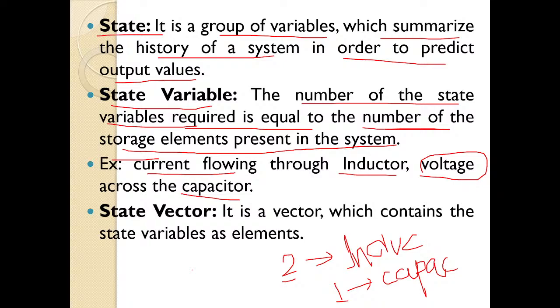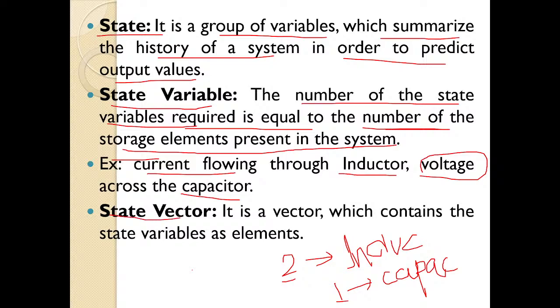Okay, so the currents in the circuit or voltages across the elements, because of the storage elements, are known as the state variables. State variables are nothing but the current flowing due to the inductor and the voltage due to the capacitor. Okay, they are the state variables.